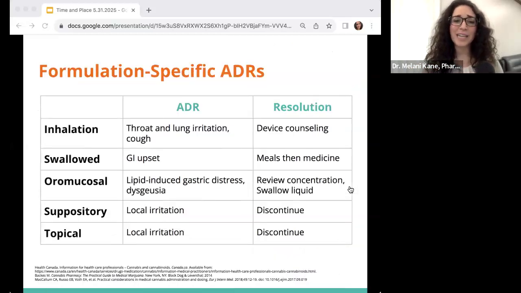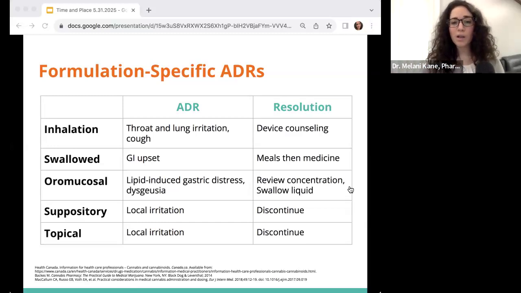So last adverse reaction is related to formulation-specific side effects. So for some of these, we can provide device counseling, like for inhalation, if there is any throat or lung irritation or cough. We got to revisit the technique that we're using. The challenge is they can't take a puff in the dispensary, so to kind of play make-believe. But it's a device, it's an inhaler just like anything else. There's a technique to it. And if it's not comfortable, the patients aren't going to want to use it.